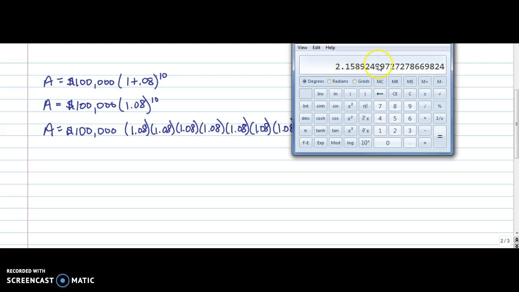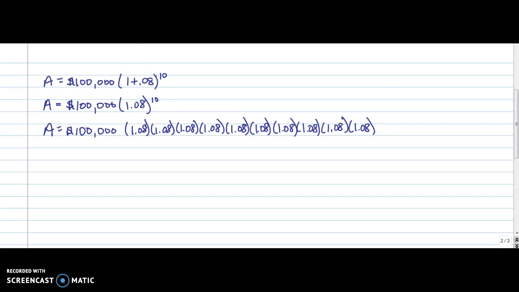You can do one of two things. You can keep this entire number and then multiply it by 100,000, or you can round this number to the nearest hundredth. So in this case, 5 is in the hundredth spot, and we would round this to 2.16 because 8 is greater than 5. Choice is yours. In this case, I believe I rounded the number to 2.16, and therefore our last step is to multiply 2.16 times 100,000.